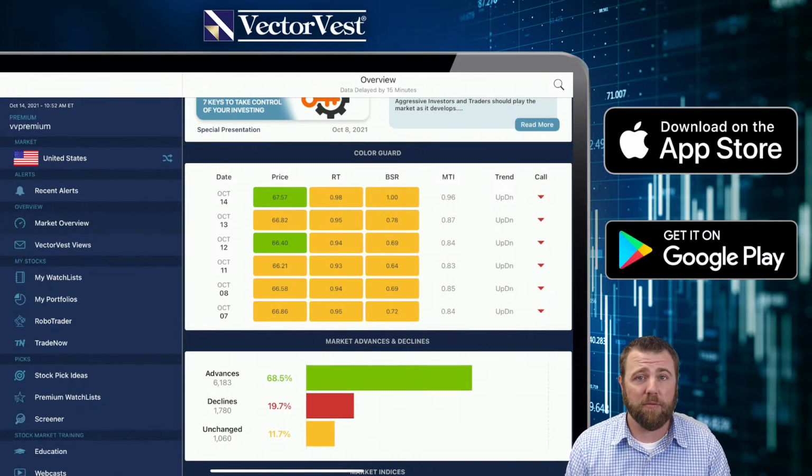And then last but not least, the last column we get here is the calls column, which stands for our confirmed calls. Our confirmed calls are our most conservative timing system we have here at VectorVest. They're our last signal to get into the market and our last signal to get out. As you can see, we still remain in that confirmed down situation as of today. It's going to take more up movement here to change that down situation back to an up situation.